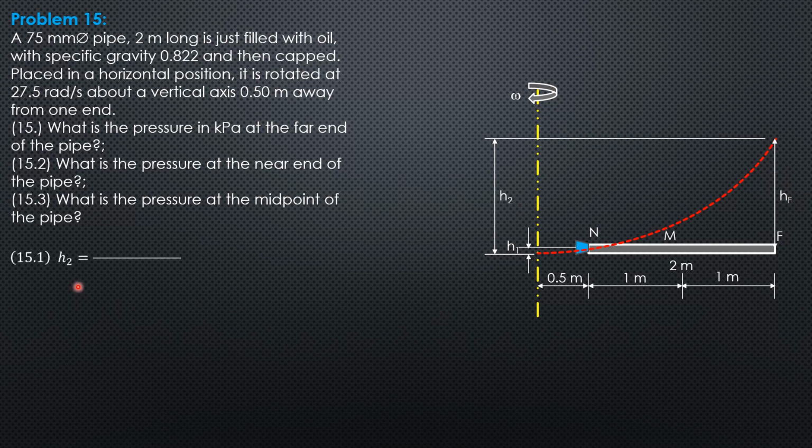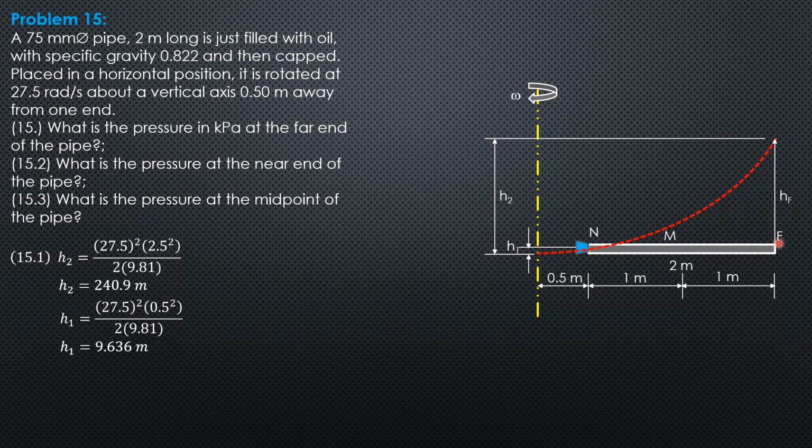So H2 is omega squared, 27.5 squared, times distance squared, 2.5 squared, over 2g. So H sub 2 is 240.9 meters. H1 is 27.5 squared times 0.5 squared divided by 19.62, or 2g, so H1 is 9.636 meters. So from here we can now compute HF.